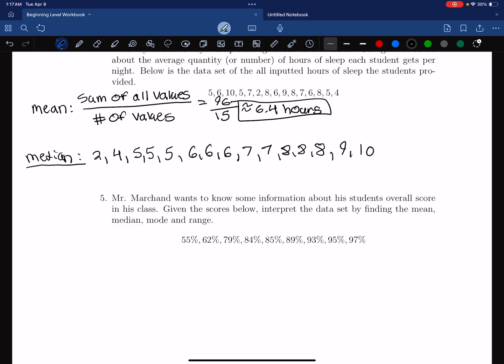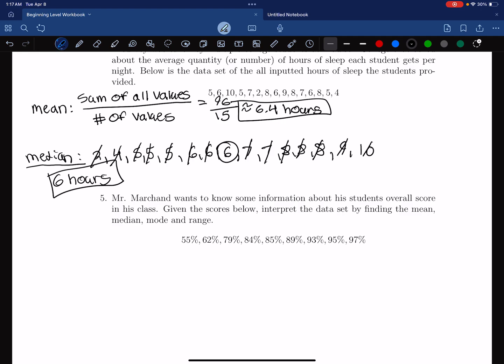So now going from left to right, I'm going to cross out 2 data values at a time. 1, 2, 3, 4, 5, 6, 7. So that is our median. So our median is 6 hours.